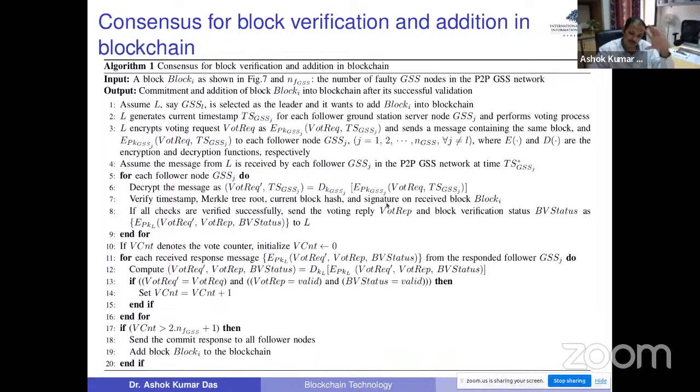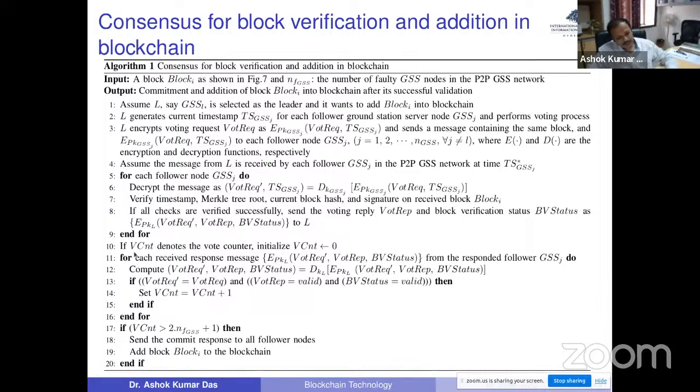the PBFT node, that is GSSJ, will send a voting reply message and a block verification status message, either valid or invalid, along with the voting request message. All of these will be encrypted using the public key of the leader and sent to the leader. Note that this algorithm is different from other algorithms. Here, the attacker cannot modify anything, because the attacker does not have the voting request message or the timestamp; nothing is available to the attacker.